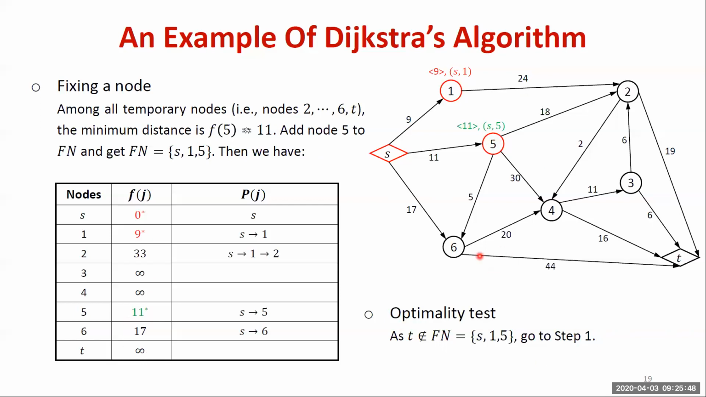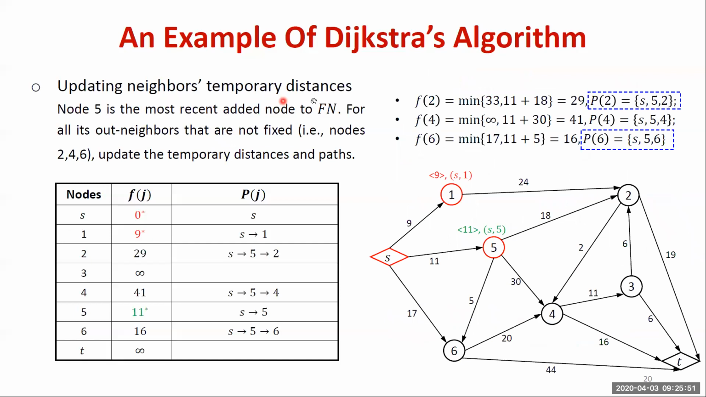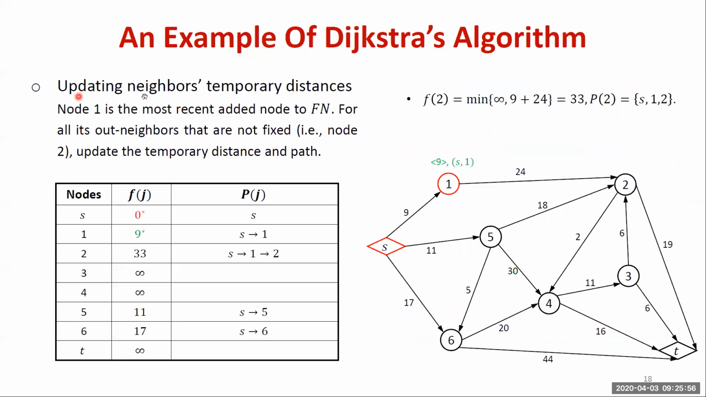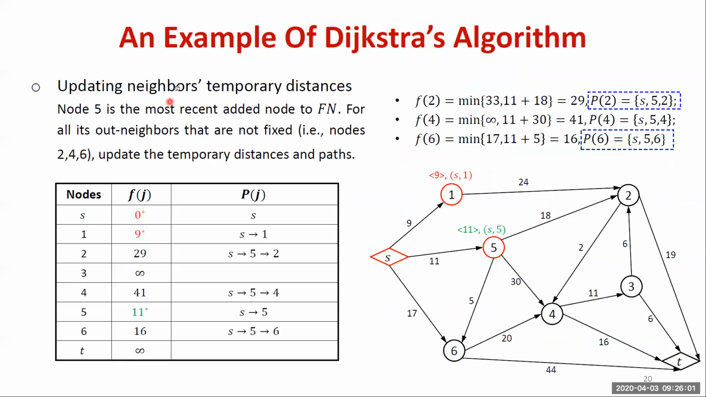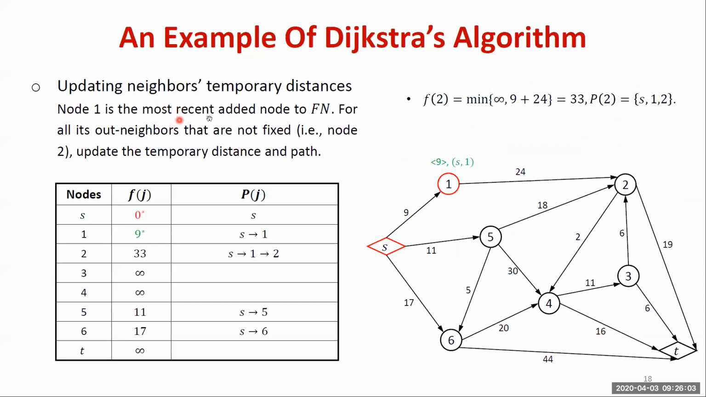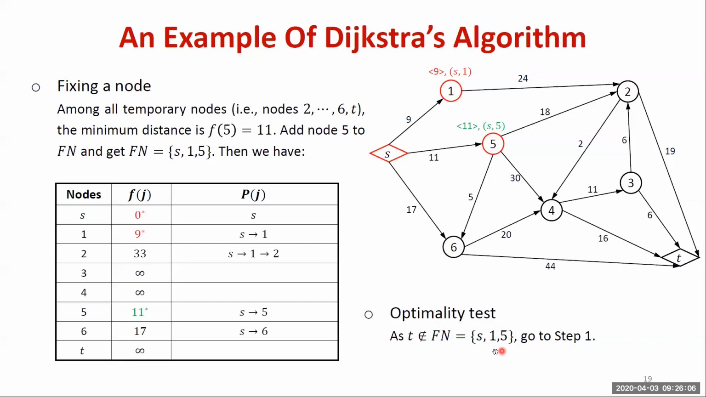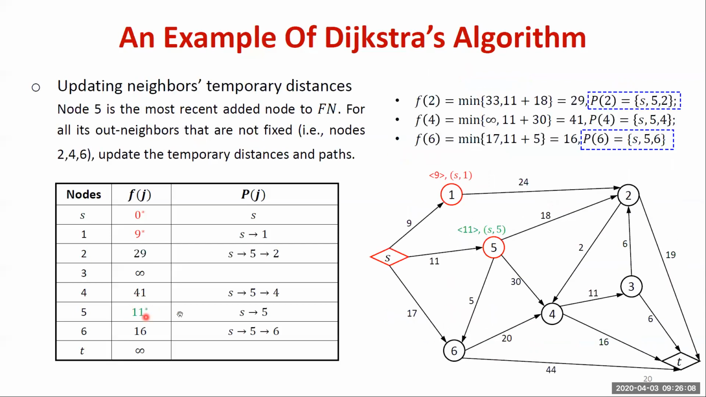Go to step 1. Again, you're gonna update neighbors' temporary distances. See it? We are actually repeating these 2 steps: updating temporary distances, fixing a point; updating neighbors' temporary distances, fixing a point. See it? Now let's come here. My most recent added node to Fn, the most recent fixed node, is node 5, whose distance is 11. So let's see, from node 5, which node can we get to?